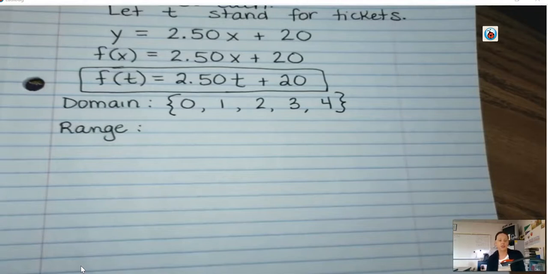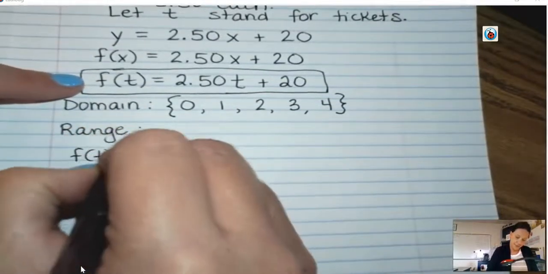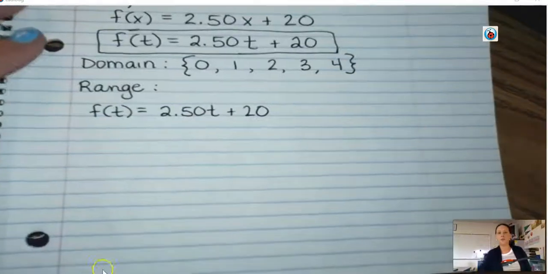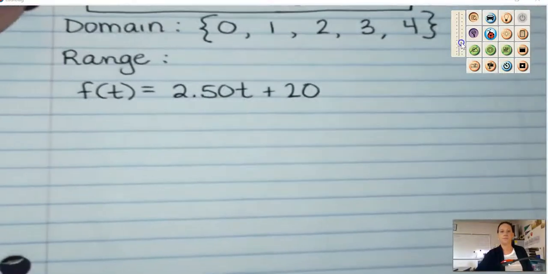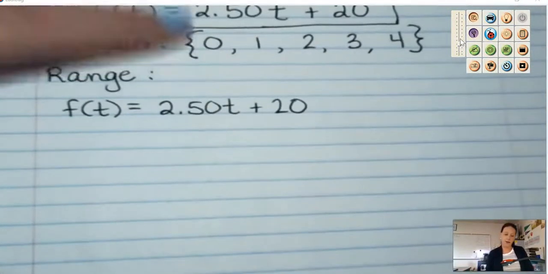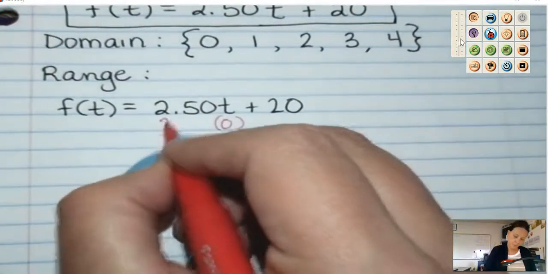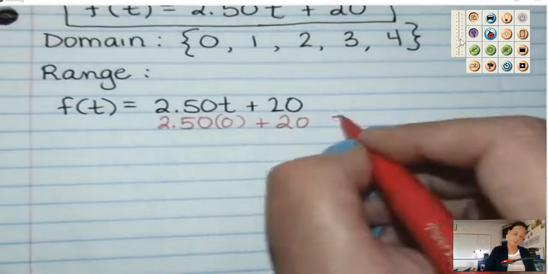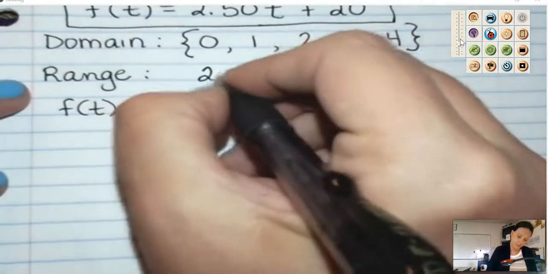Okay, now for the range, it's what the total cost is going to be. So we're going to use the equation f of t equals 2.50 times t plus 20. And we're going to plug in these different x values. So the first x value I'm going to try is 0. So I'm going to plug in 0 for t. So 2.50 times 0 is 0 plus 20 equals 20. So the first range amount will be 20.